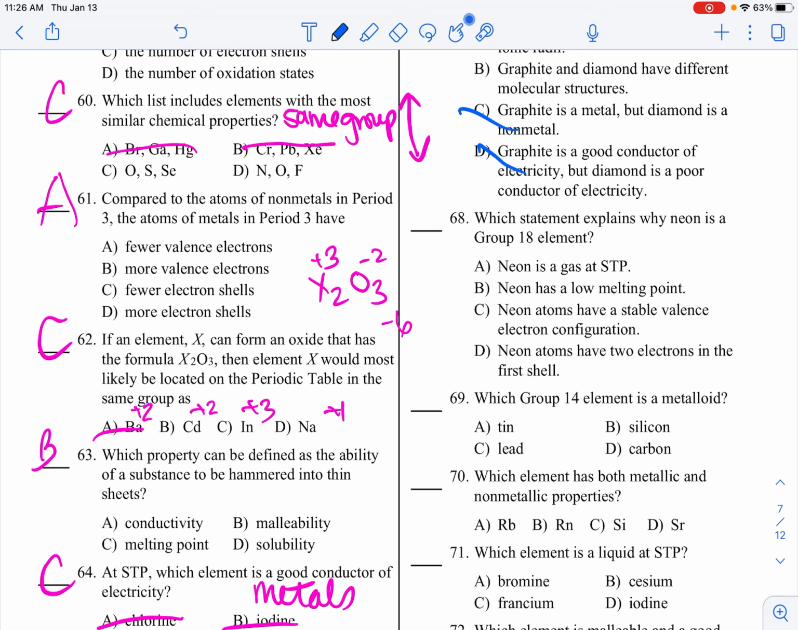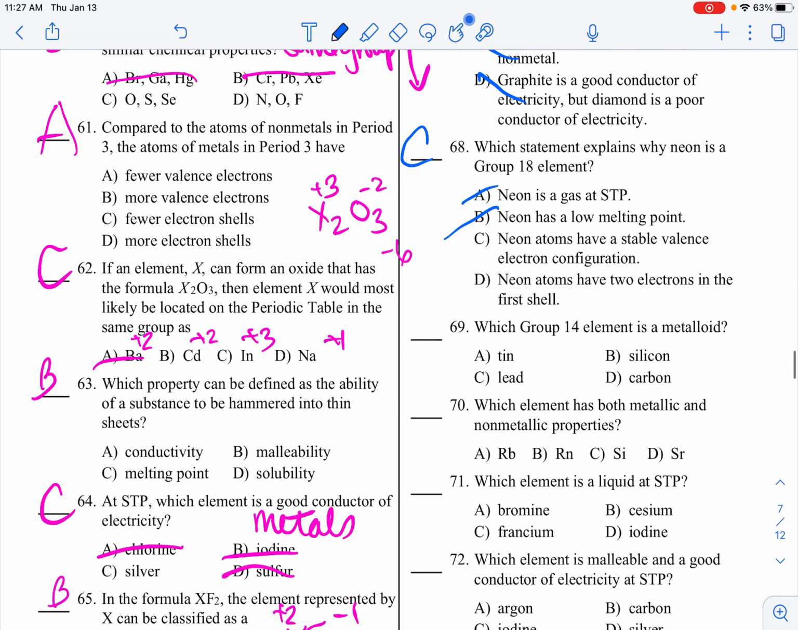Which statement explains why neon in group 18 is an element? Neon is a gas, so what? Other gases are not in group 18. Neon has a low melting point, irrelevant. Neon atoms have a stable valence electron configuration. Yes, that's true. Neon atoms have 2 electrons in the first shell. That's true, but many elements do, so that's not unique to group 18.